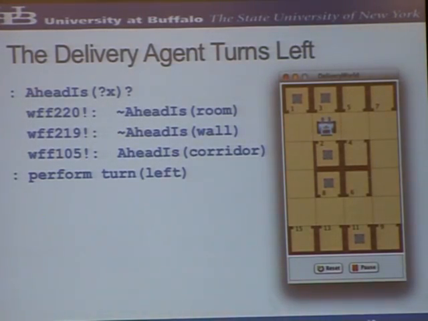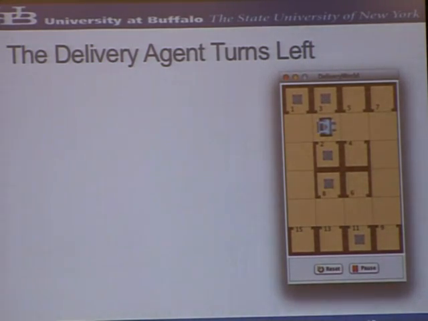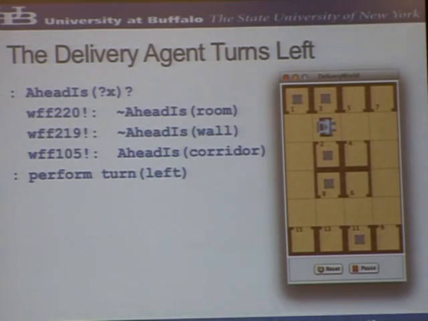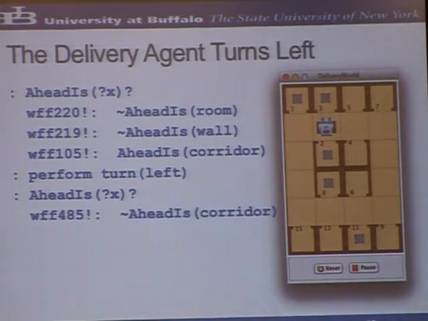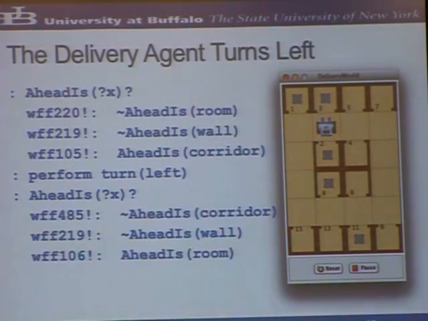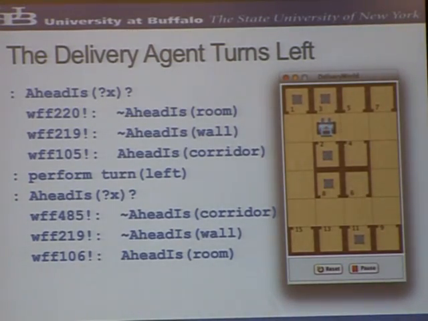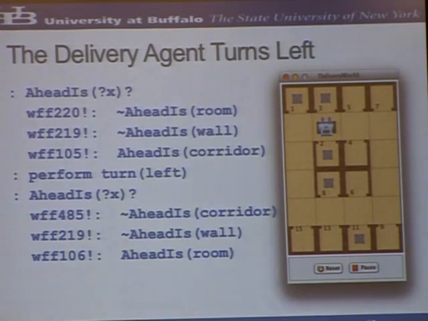Oh, perform turn left, I tell it. And so now it's turned left. That didn't look as slick as it should have. Oh, well. And now ask it again, what's ahead? And it says, it's not a corridor, it's not a wall, but it is a room. Okay. So this is a primitive external action, namely turn left, which leads to a sensation coming up, which is a passive sensation, because when you walk around, you don't have to do anything to see what's immediately ahead of you. You just do. Right?